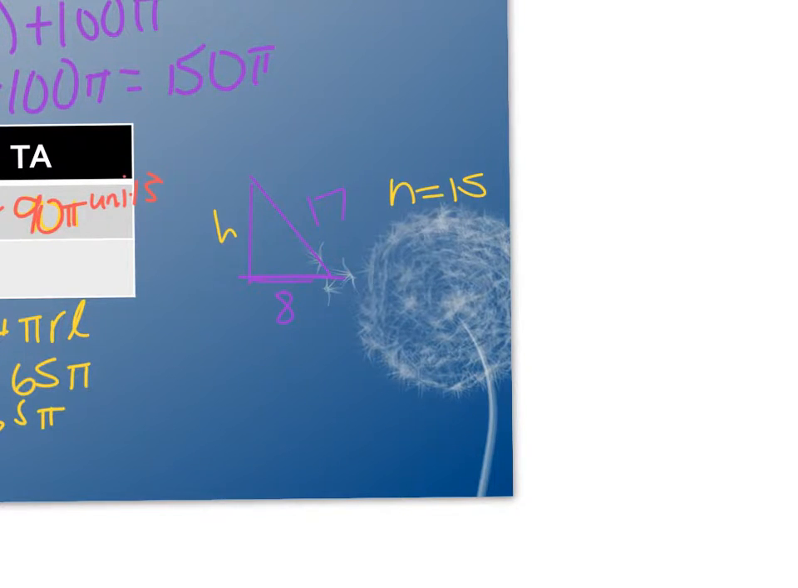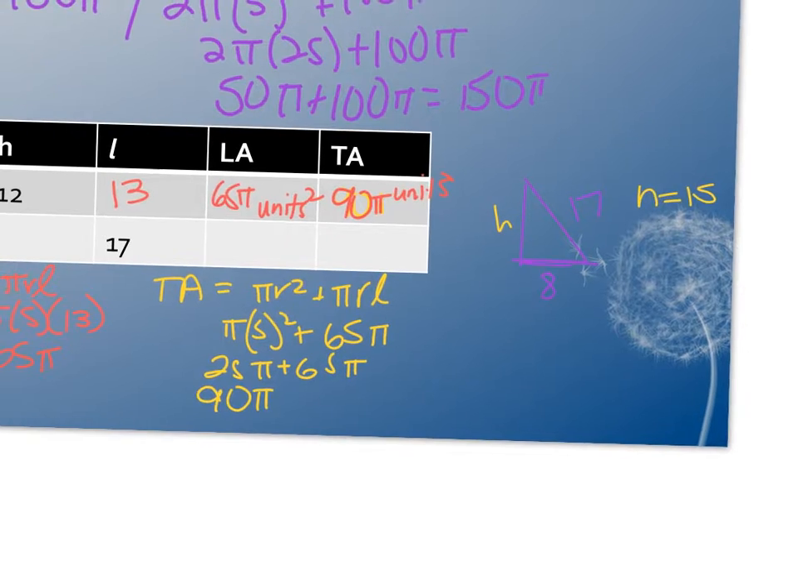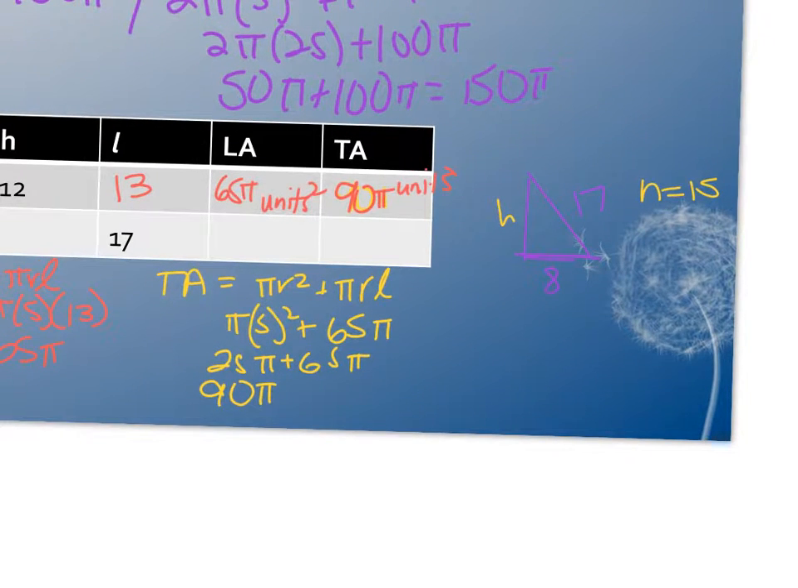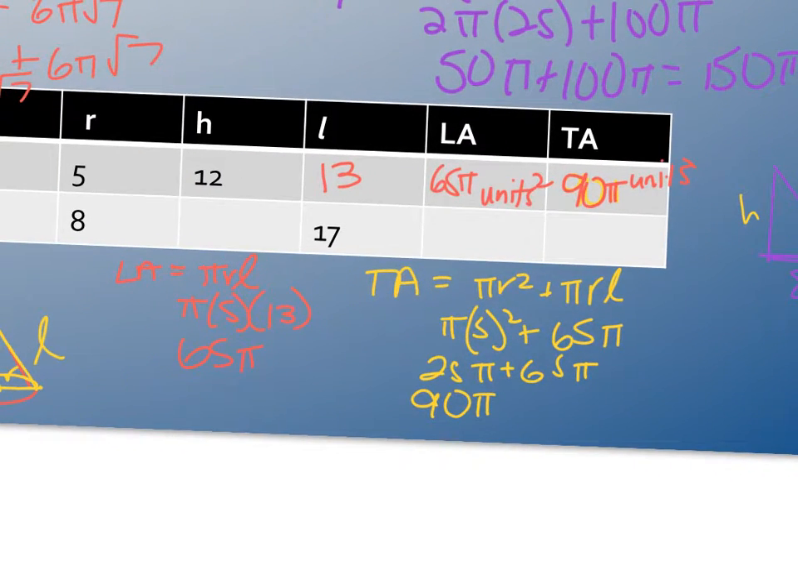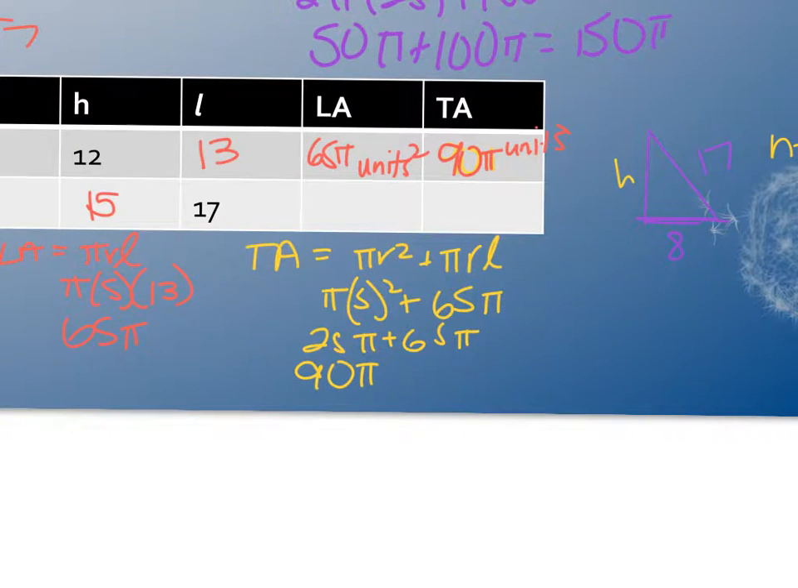If you didn't find it, then you had to actually multiply it out. Do 289 minus 64, and you would have gotten 225. Square root of 225 is 15. The more triples you know, the easier it will be.